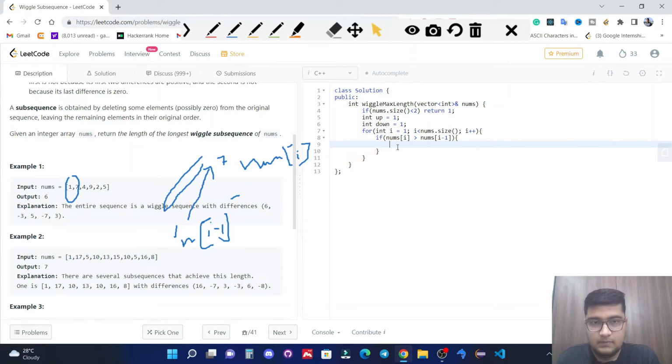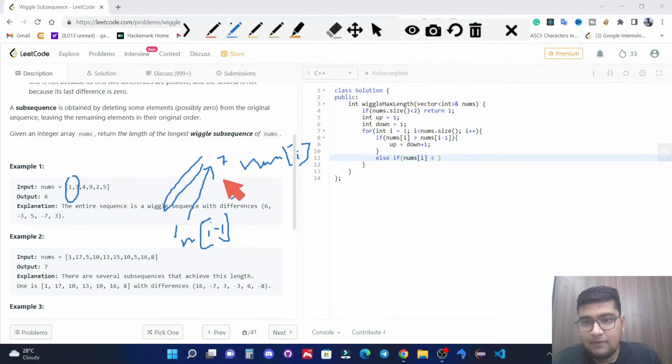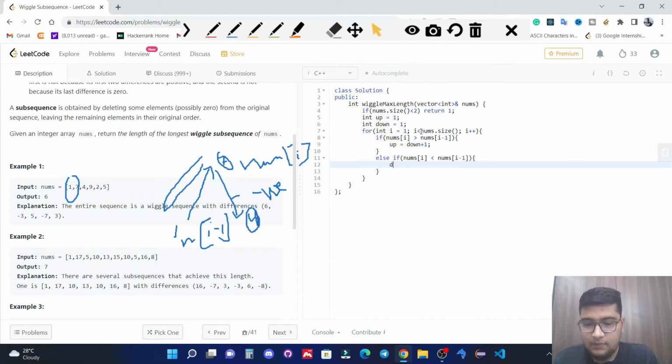We are updating up with down plus 1, and in the next condition, else if nums[i] is less than the previous. The next condition might be that this is 7 and we are going down, so this is 4. In this condition this will come negative, or we can say this one is less than this one. So if nums[i] is less than nums[i-1], then we update down with up plus 1. At the end just return the maximum of up and down.